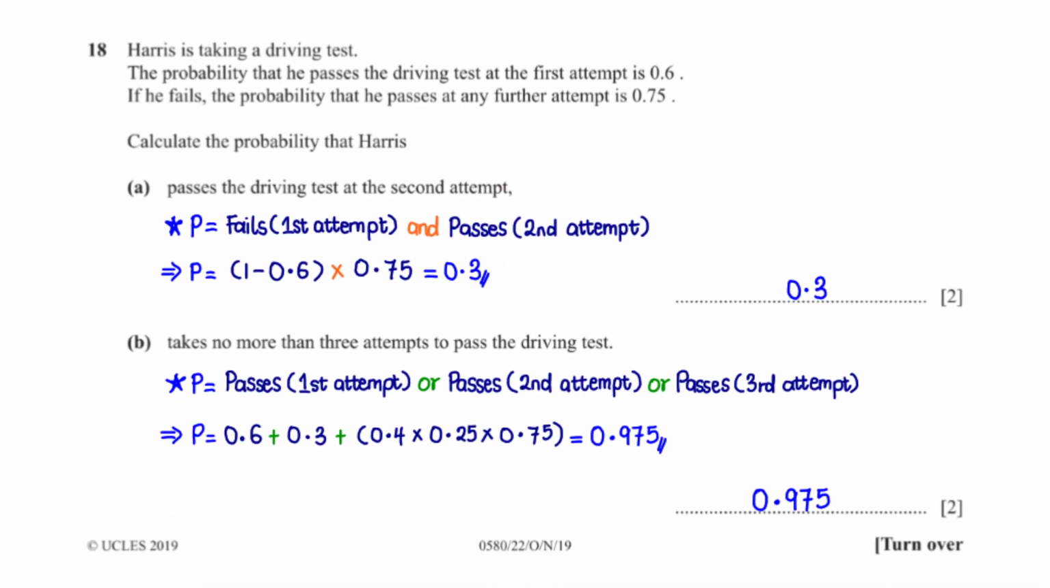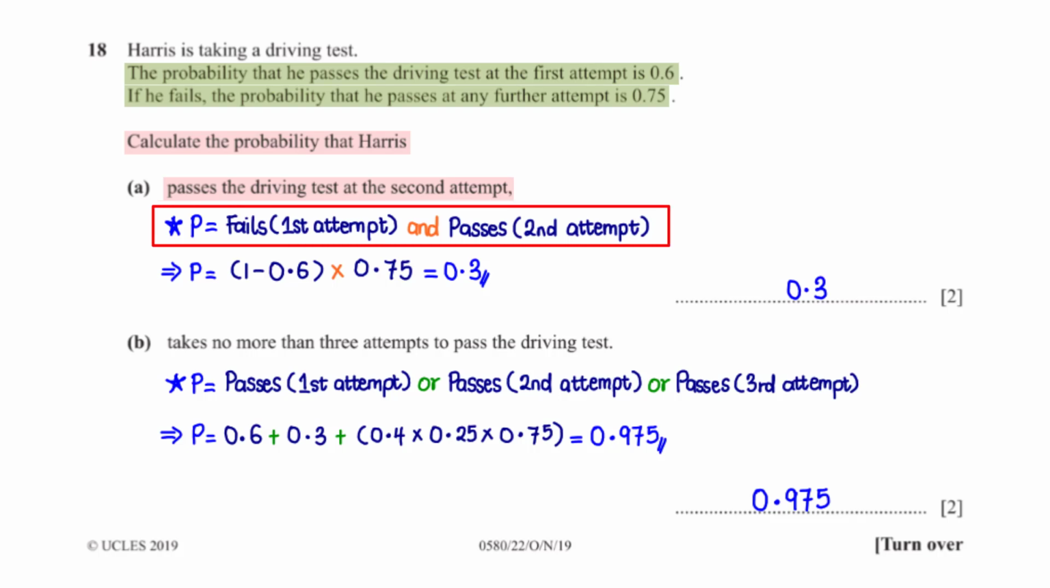Harris is taking a driving test. The probability that he passes the driving test at the first attempt is 0.6. If he fails, the probability that he passes at any further attempt is 0.75. Calculate the probability that Harris passes the driving test at the second attempt.